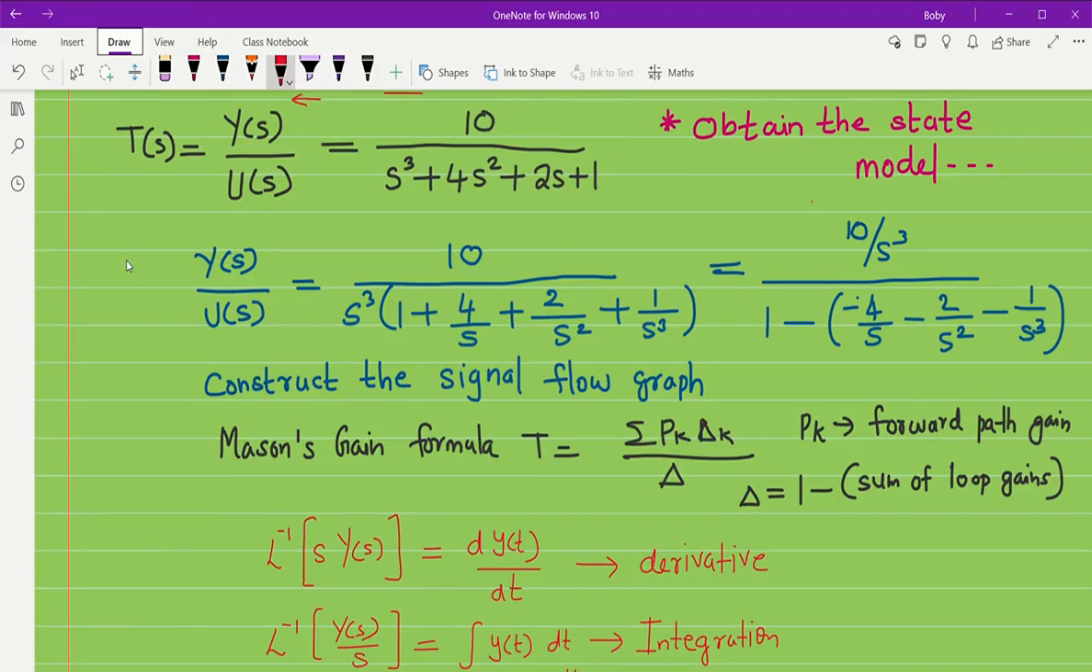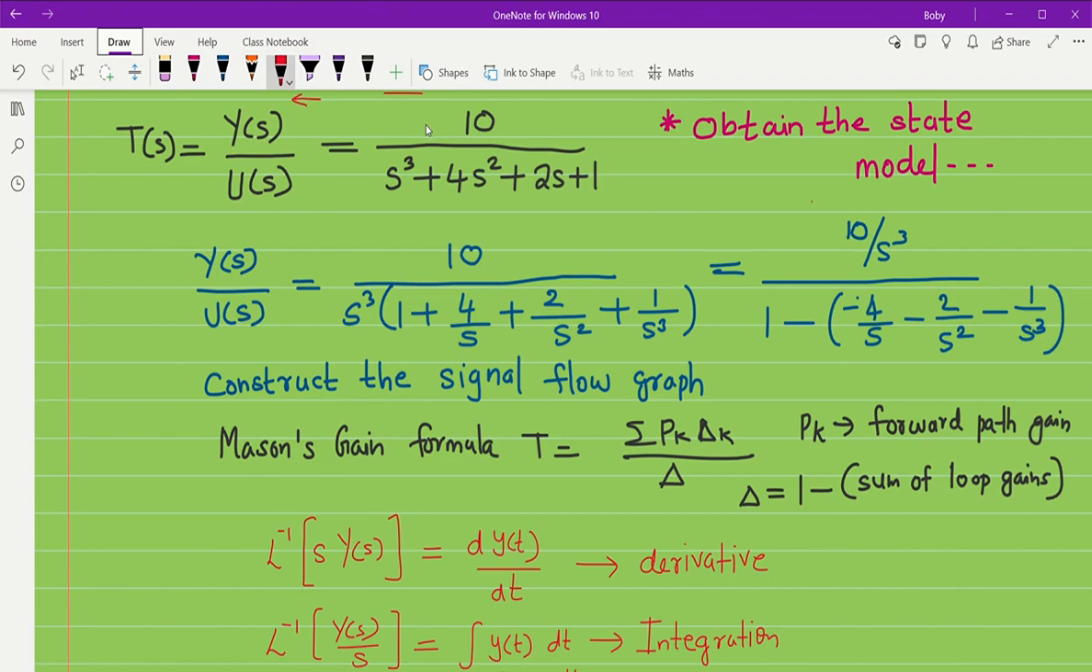So we have just seen how to obtain the state model from the transfer function. There is a second method for finding the state model from the transfer function, especially by using the help of a signal flow graph. First of all, we will draw the signal flow graph of the transfer function. Then after that, by using the signal flow graph, we will find the state model.